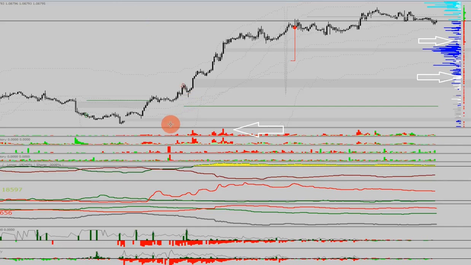Now, the first histogram shows you the current dumb money positions. The second one shows you the historic plus the current.